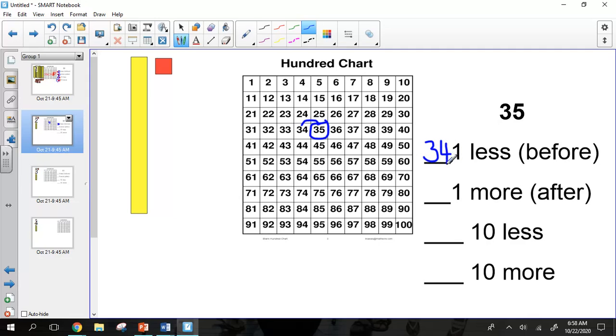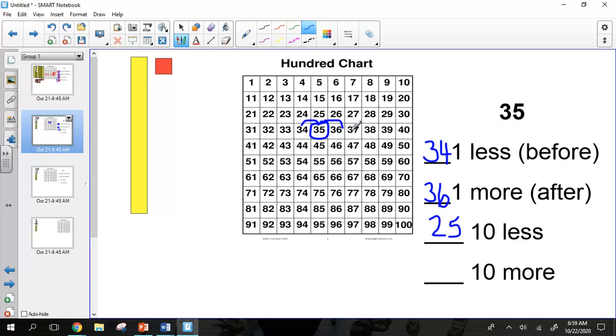It's one number before. What is one more or one number after? I just go one spot right there. I'm adding one to it. So it is 36. All right, now let's look at 10 less. Remember how we counted off 1, 2, 3, 4, 5, 6, 7, 8, 9, 10, and we ended up right above. We went one up to do 10 less. So look, my tens digit is changing and I have 25.